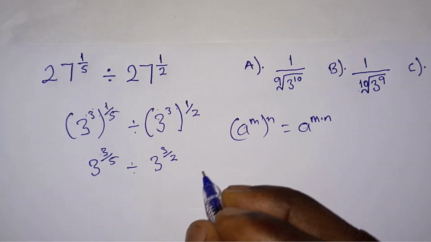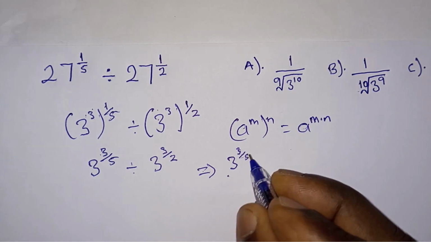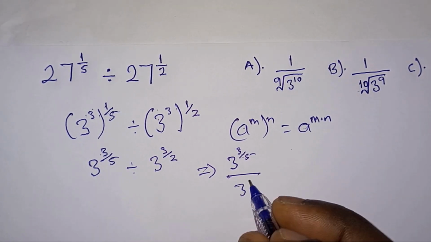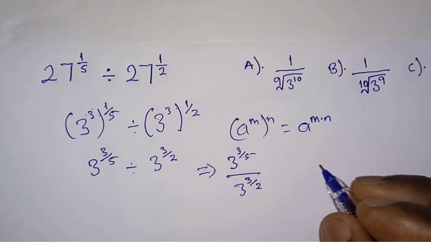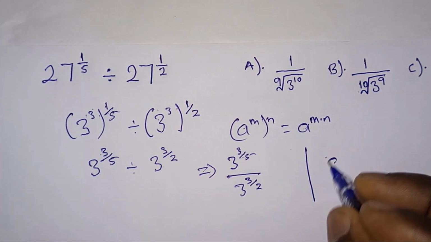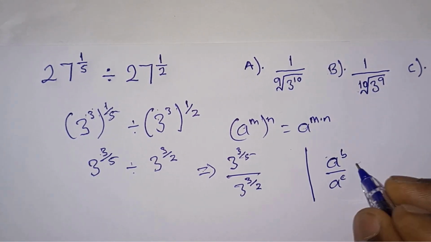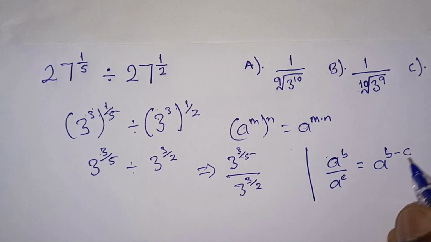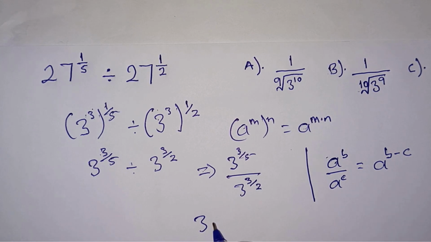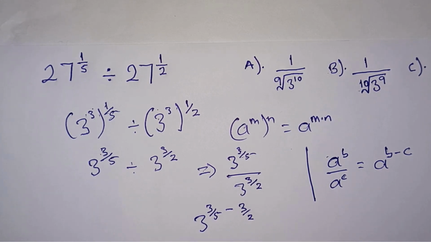And we can rewrite this as 3 to the power 3 over 5 divided by 3 to the power 3 over 2. Let's apply another power rule, which says that a to the power b over a to the power c is the same as a to the power b minus c. So meaning we can write this as 3 to the power 3 over 5 minus 3 over 2.